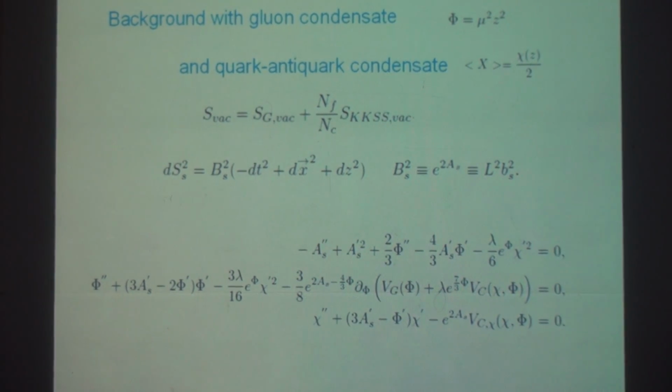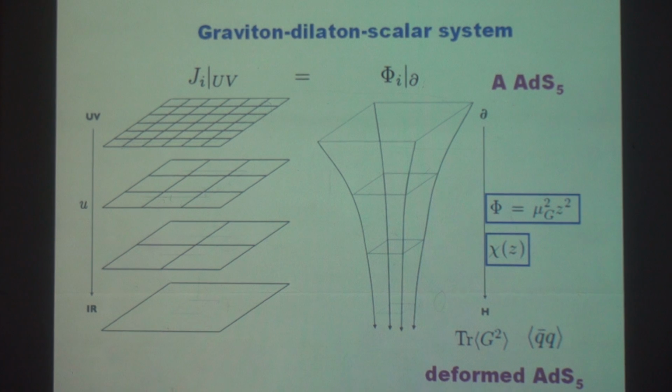And well, I don't want to get into the details, but the scenario is like that. So basically, at IR, we put gluon condensation and also chiral condensation. So basically, we have the dilaton field, which is due to this gluon condensation, and this scalar field is due to this chiral condensation.